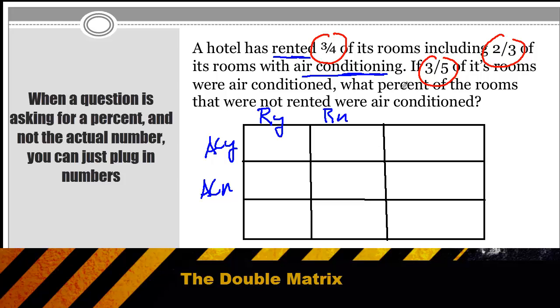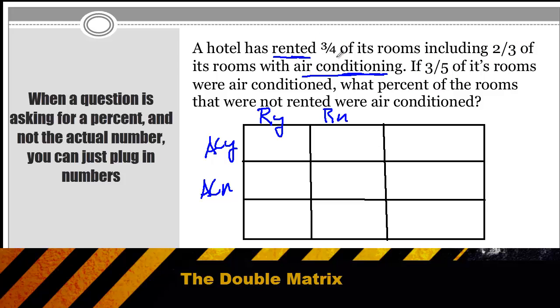But if we look at it, the question is asking us for a percent of the rooms. We don't have to know the actual number of the rooms. Whenever a question is asking for a percent or a ratio, we can simply make numbers up or plug numbers in. And that'll save us from having to deal with a lot of fractions, which can be kind of a pain if we're talking about adding across the table.